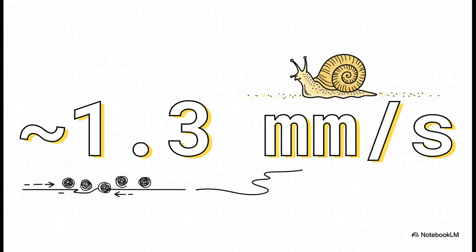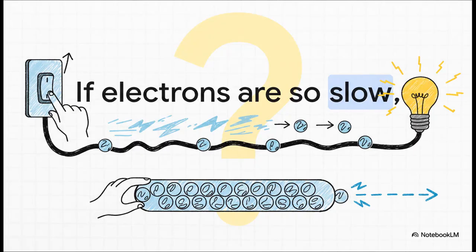Let's just look at that drift speed the student measured one more time. It's 1.3 times 10 to the minus 3 meters per second. That's just 1.3 millimeters per second. I mean, that is incredibly, ridiculously slow. We are talking about the speed of a crawling snail. And this brings us to our final mind-bending question.